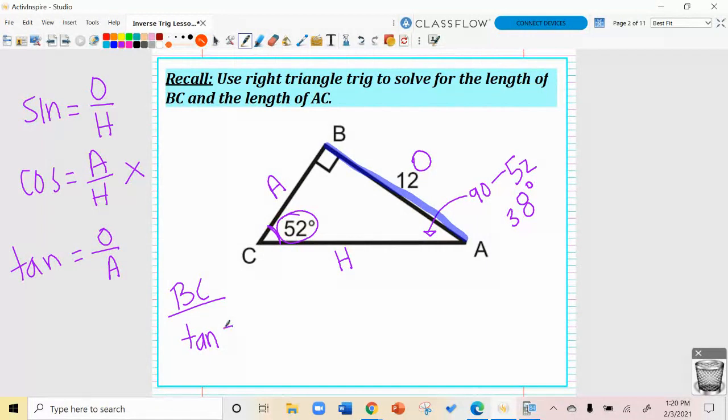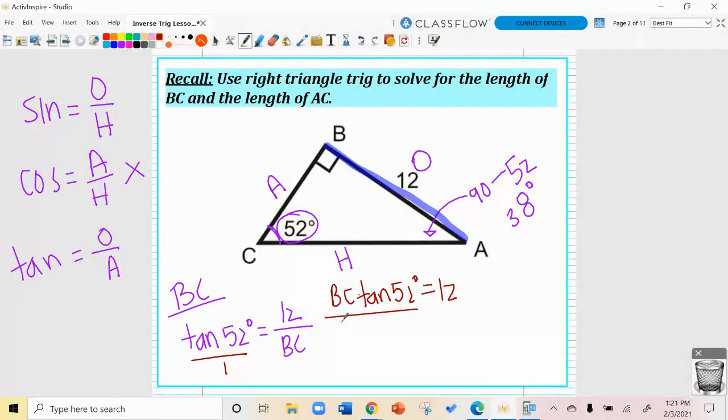Tangent of 52 degrees, my reference angle, is going to equal opposite 12 over BC. I'm going to stick it over 1, and I've got BC times the tangent of 52 equals 12, and then I need to divide both sides by the tangent of 52, which is just going to be a number.